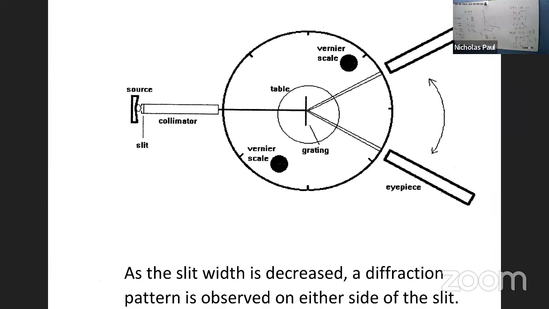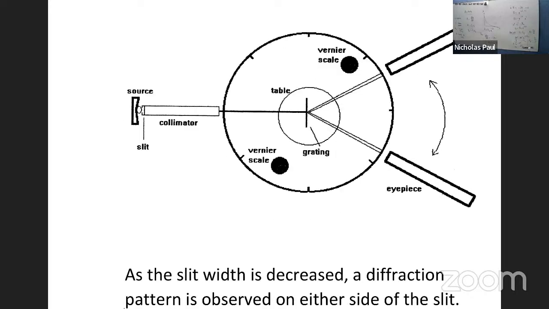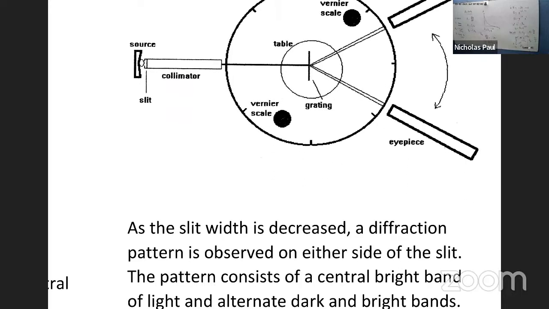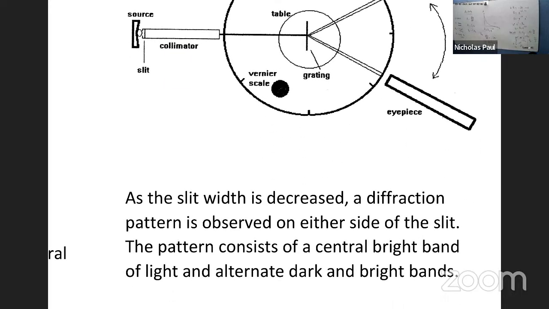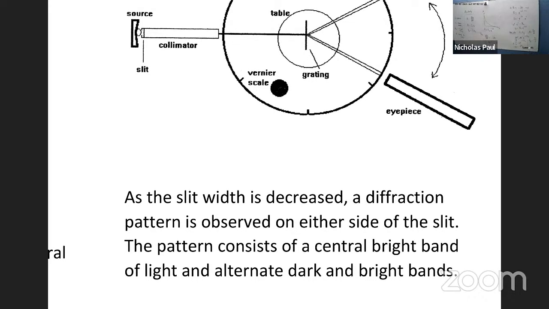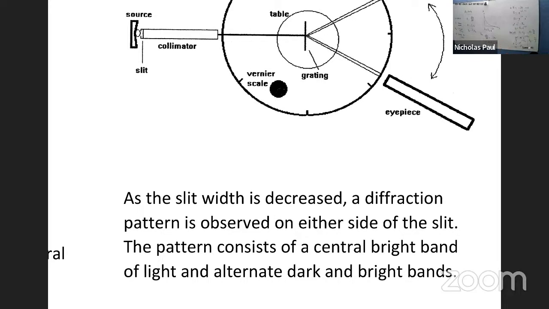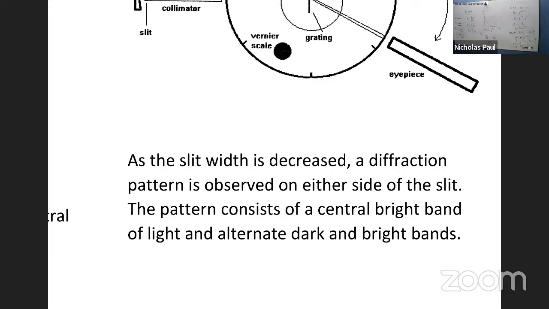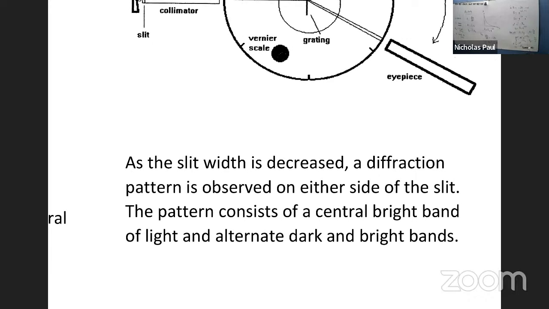Here we have a quick simulation of a lab, of the things that you would do to obtain the angles and the grating and adjust the spacing. As the slit width is decreased, a diffraction pattern is observed. What's the diffraction pattern again? If it's red light, what will you see?